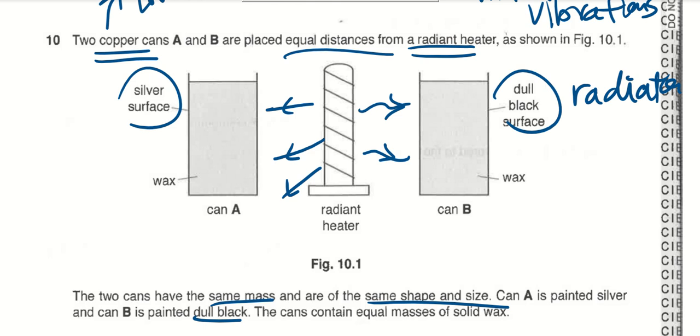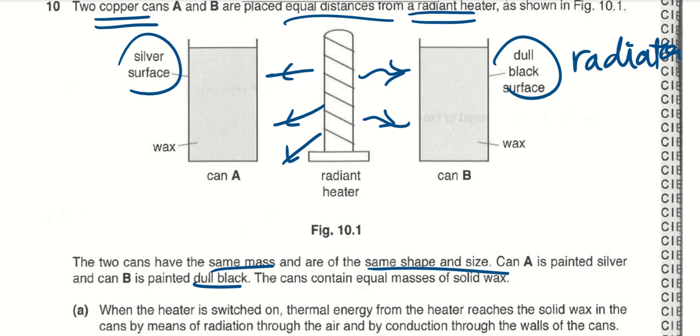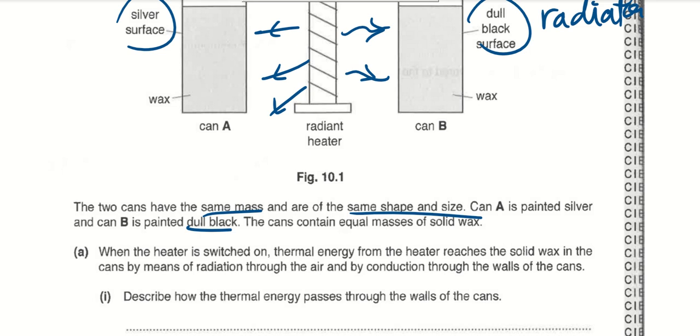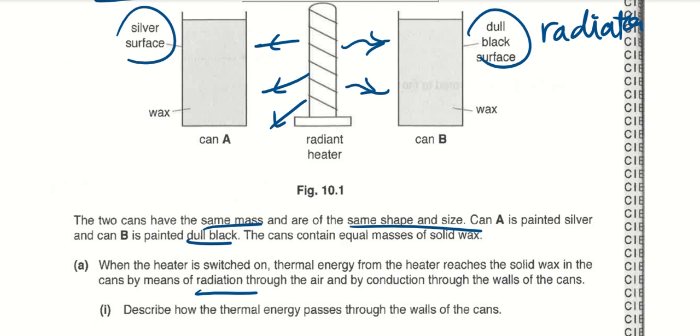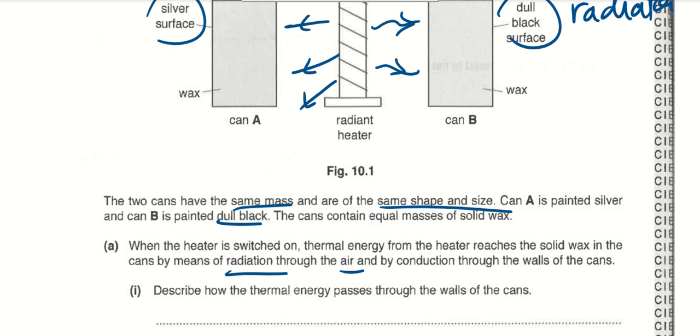They contain equal masses of solid wax. When the heater is switched on, thermal energy from the heater reaches the solid wax by means of radiation. They tell you this. Okay? Through the air, that means they have air in between. When you see the word air, what do you think of? Convection. There's a possibility of convection because air is a fluid. What else? Radiation. No? Conduction. Why conduction? It's a poor conductor. So when you see air, you must recognize that it can either be a poor conductor or there's a chance of convection currents being formed. Right? And by conduction through the walls.